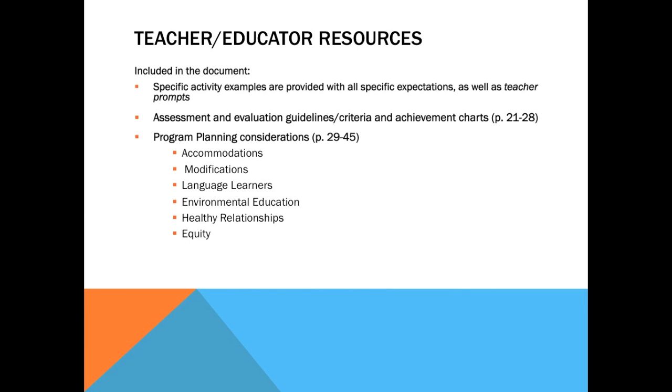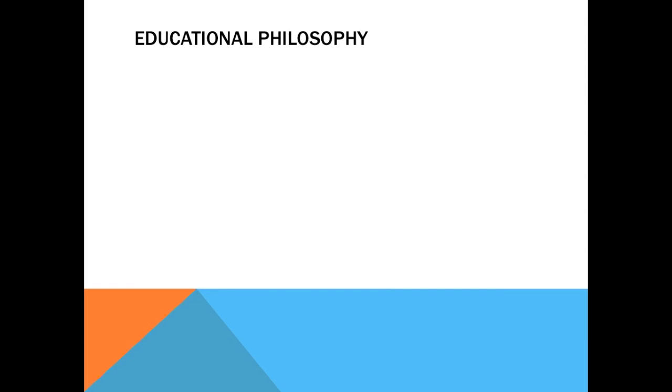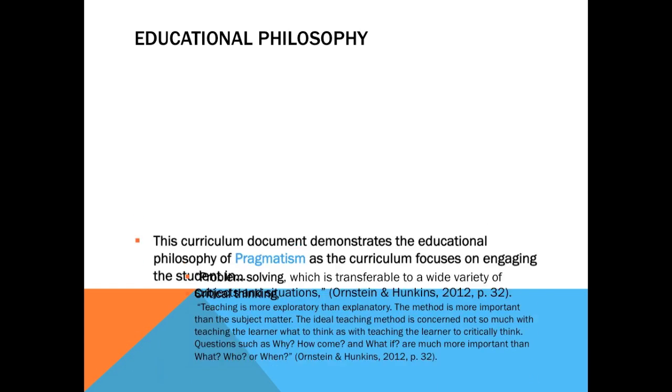So within the curriculum document, they also provide you with accommodations, modifications, language learners. So if you have a student who's ELL, how to accommodate them in the arts curriculum, and ways to better support these learners in your classroom. As well, the document examines environmental education. So how can environmental education be incorporated with the arts, because it's such an important theme, as well as healthy relationships and equity.